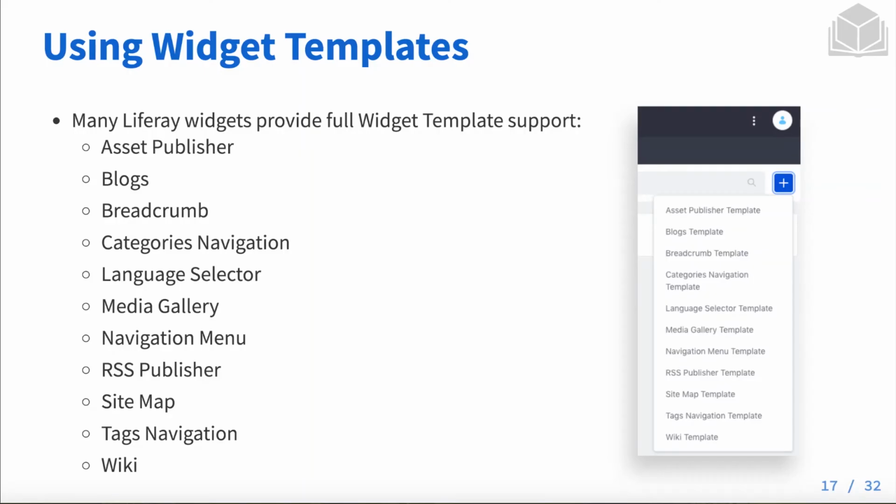What you can see when you go to the widget template section is the list that you can go ahead and add. These include the asset publisher, blogs, the breadcrumbs, and then things like categories, navigation, language selector, media gallery, nav, etc., etc. You can go ahead and just see the list here. So these are all the things that we can add widget templates to out of the box.